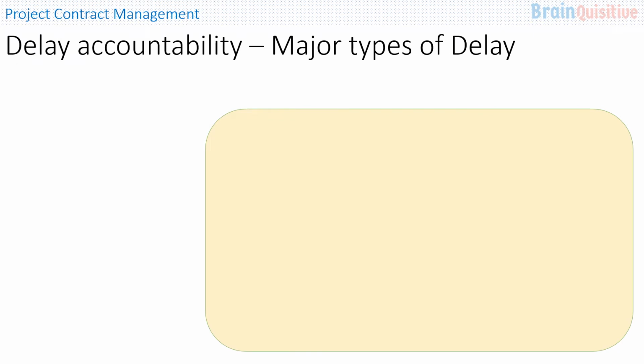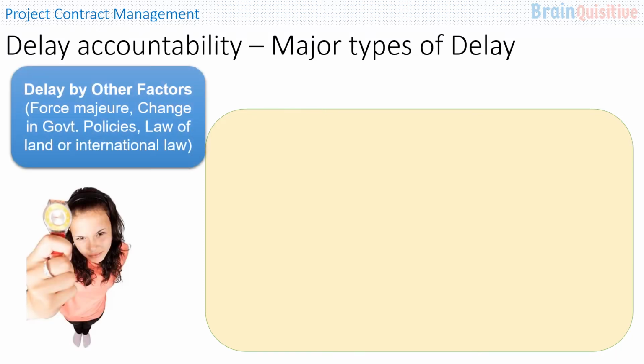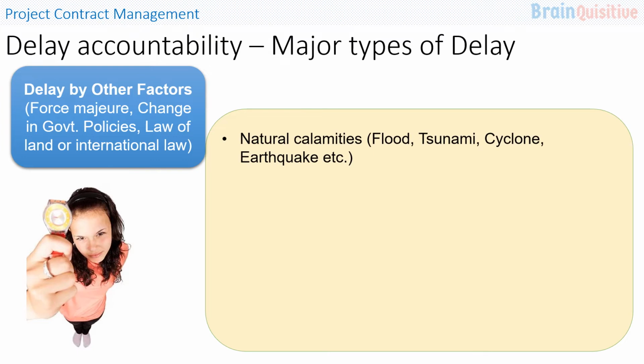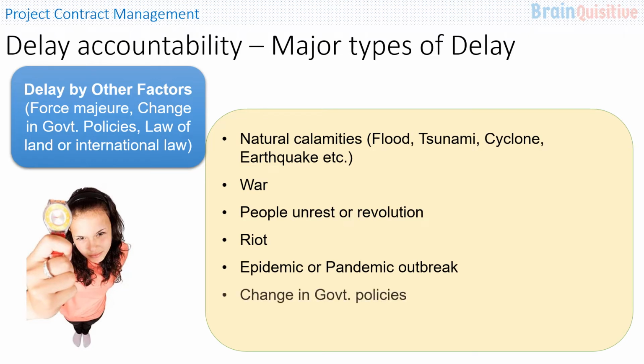Apart from the delay for which the contractor or the employer is responsible, there is a third type of delay in a construction project, which is due to other factors like force majeure, change in the government policies, law of the land, or international law. These include natural calamities like flood, tsunami, cyclone, earthquakes, etc., war, people unrest or revolution, riot, epidemic or pandemic outbreak, change in the government policies like change in taxation or certain approval related issues, and change in the law of the land or international law.